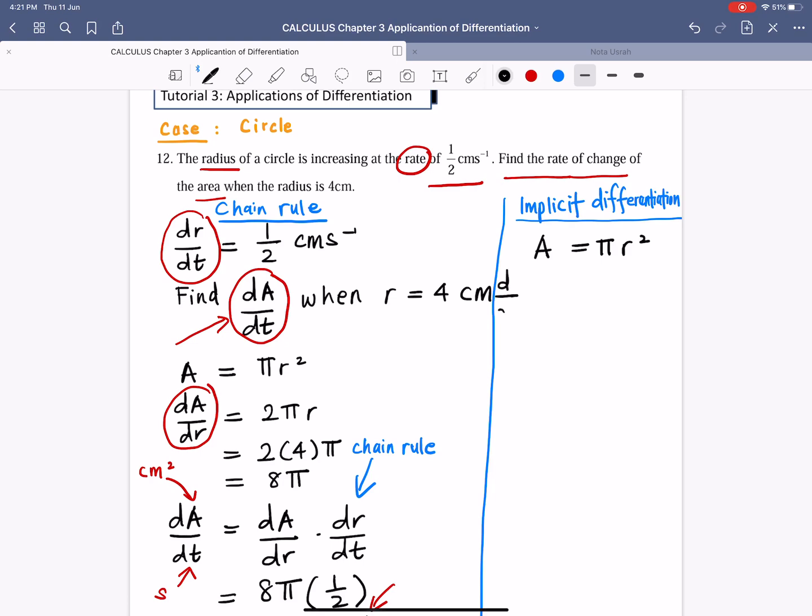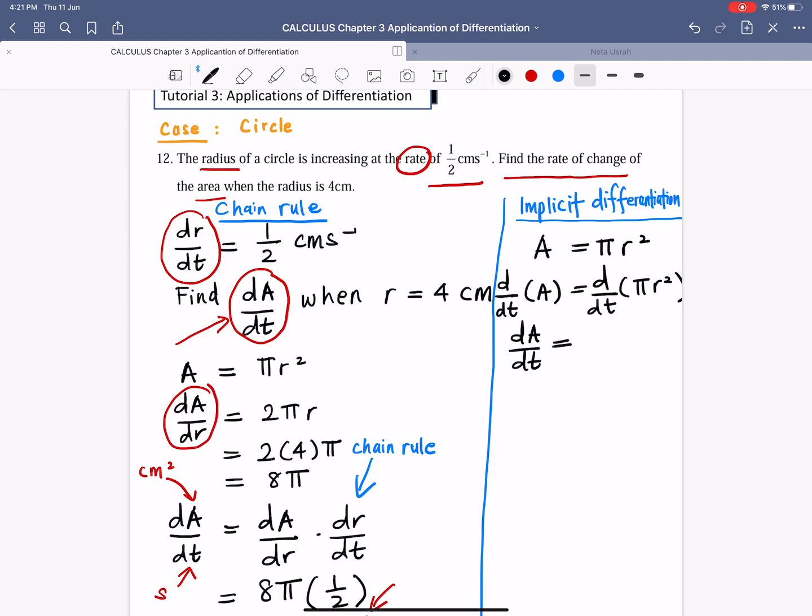Therefore, d/dt of A equals d/dt of pi r square. And then you will differentiate the variable A, but you want to differentiate with respect to t, so what happens? If you differentiate A, you get 1. But because this is variable A, not variable t, then you will have dA/dt.